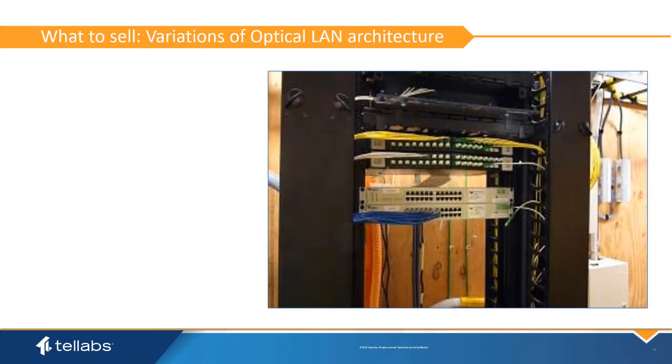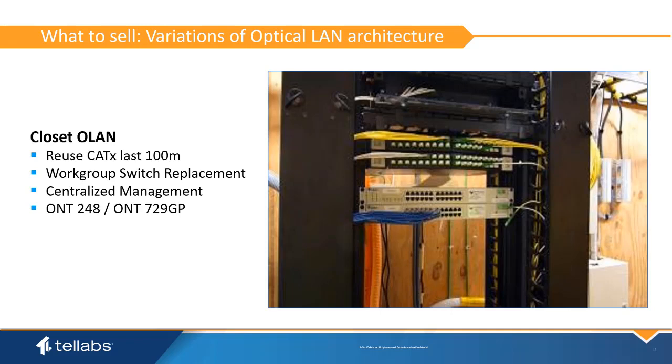There are many variations of optical LAN architecture that can meet the needs of your customers. We'll start with closet optical LAN. This is the exact replication of a traditional copper-based network where we take a high-density ONT and replace workgroup switches inside the telecommunications closet. The last 100-meter copper cabling drop can then be reused. The benefit is that it's a migration to passive optical LAN. Also, you take immediate advantage of passive optical LAN centralized management.